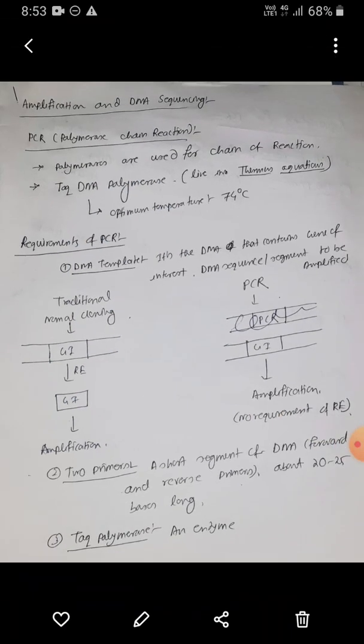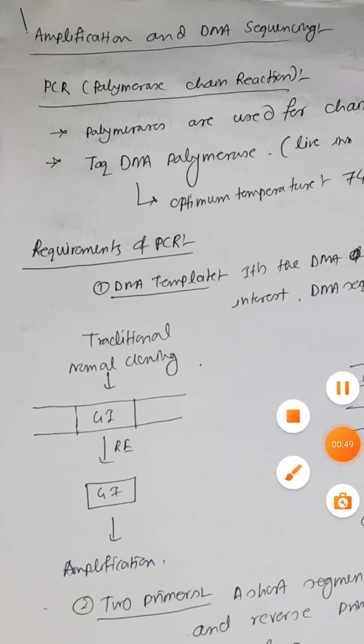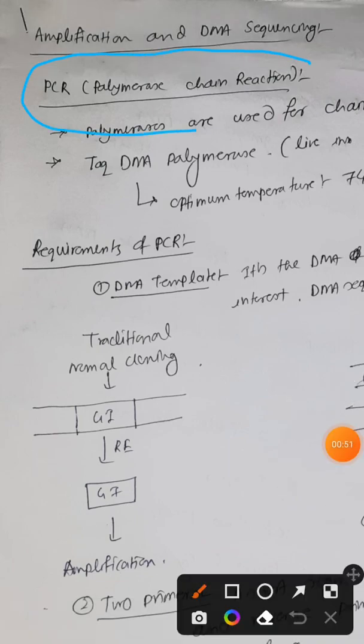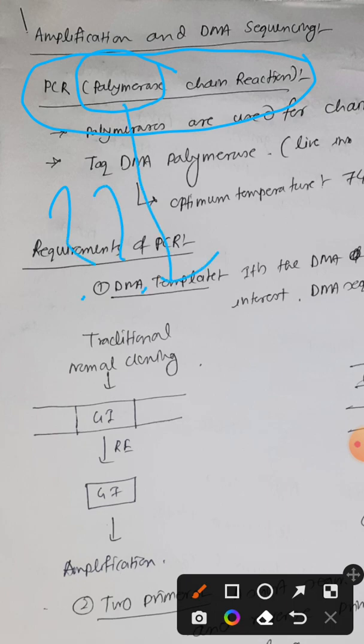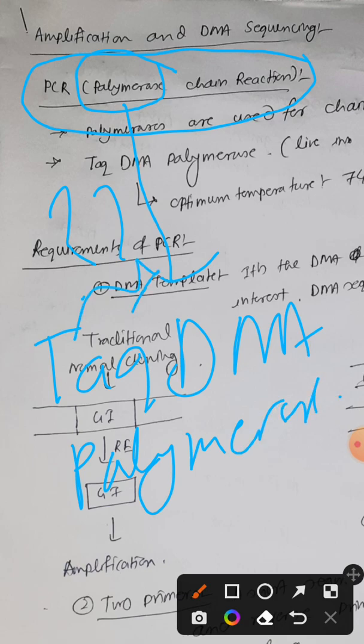So as the name suggests, polymerase chain reaction, that means with the help of polymerase, here we are performing a chain of reactions. Okay, so what kind of polymerase? That is the first question. Here the polymerase that is commonly used is Taq DNA polymerase, whose optimum temperature is near about 74 degrees centigrade. At that temperature it can show its enzymatic activity.